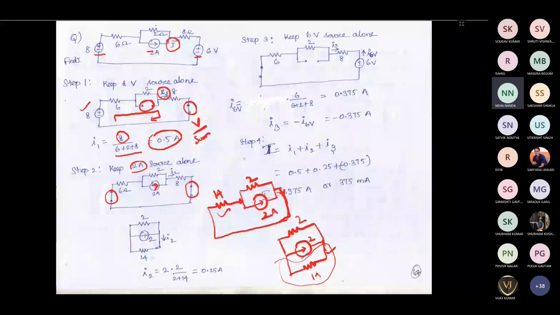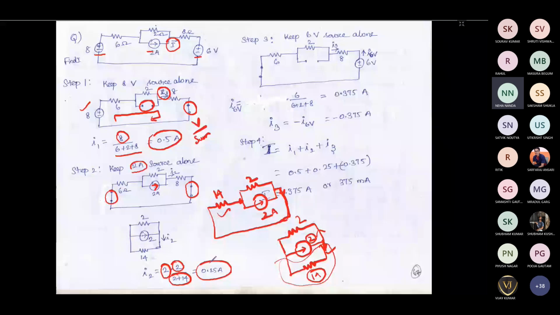Then you can find the equivalent, and you can apply current division to find the current through this path and through this path. Because you know the total current, you need to find the current through the 14 ohm resistor. The total current is 2, multiplied by the opposite resistance, divided by the sum of the resistances: 2 into 2 divided by 16, which is 0.25 ampere.